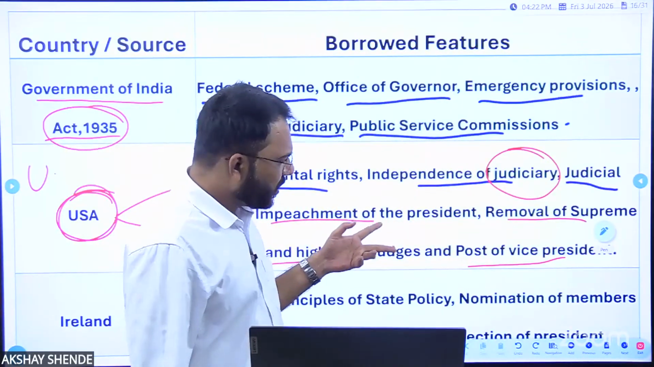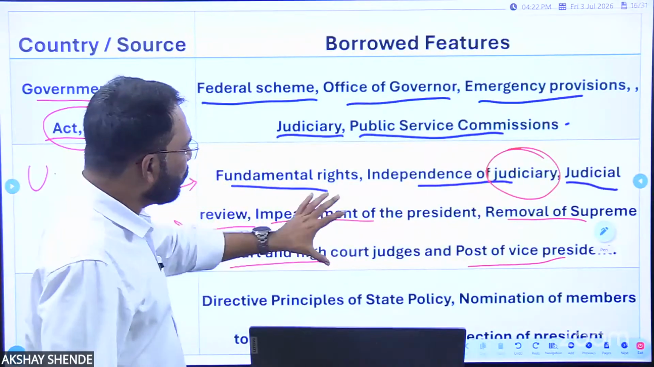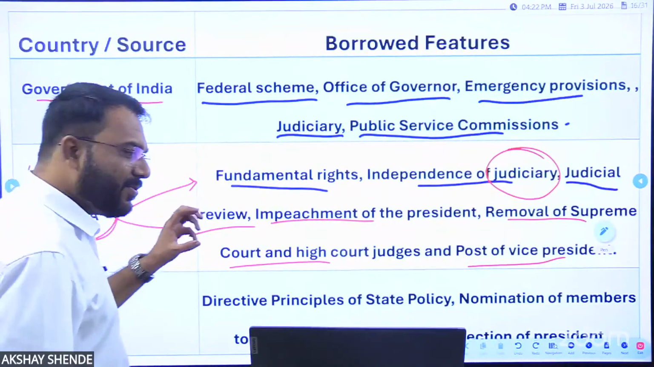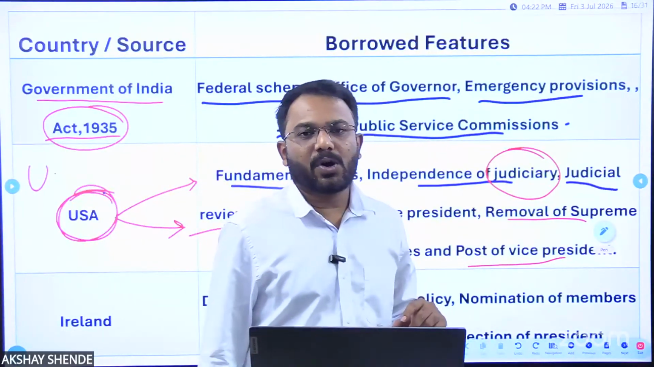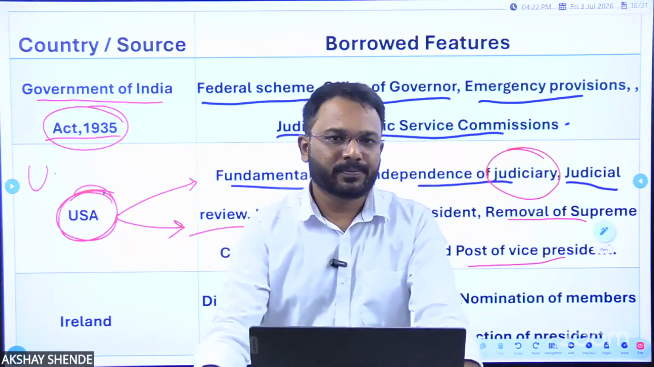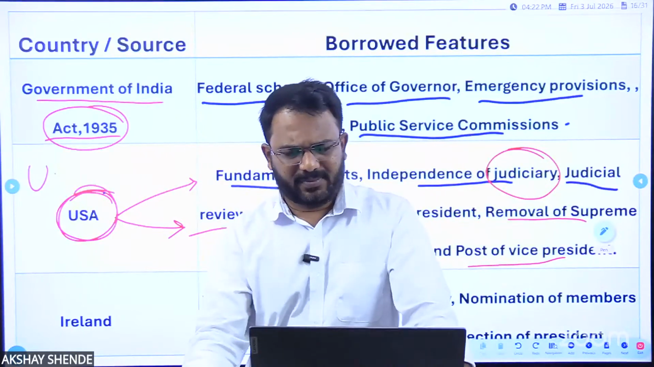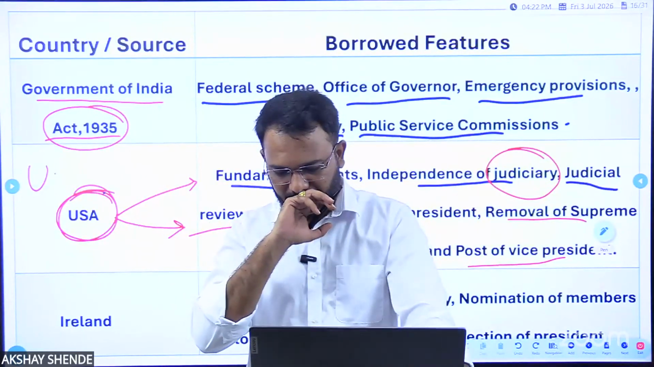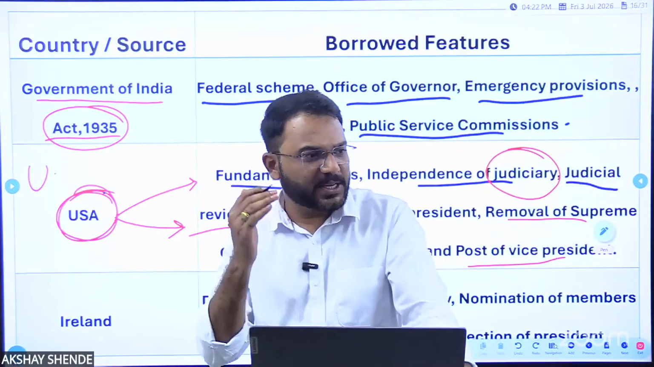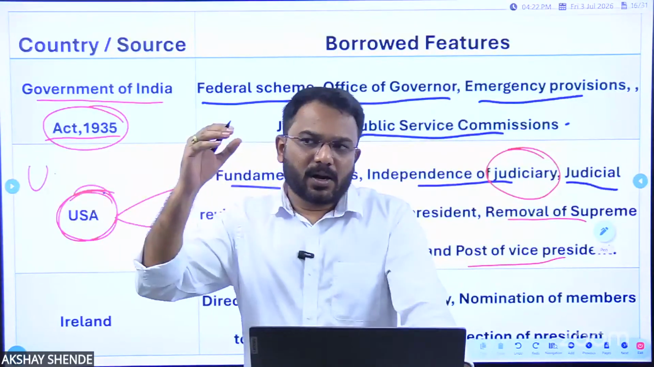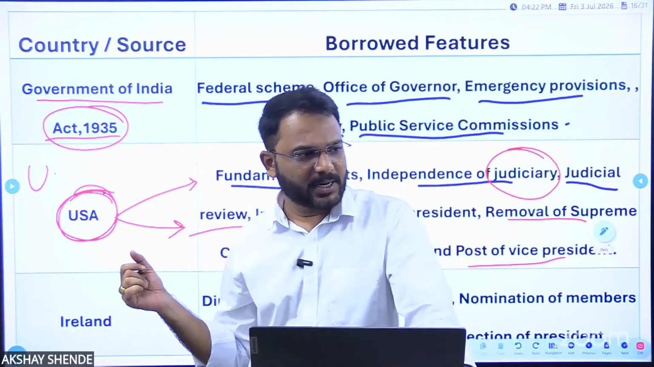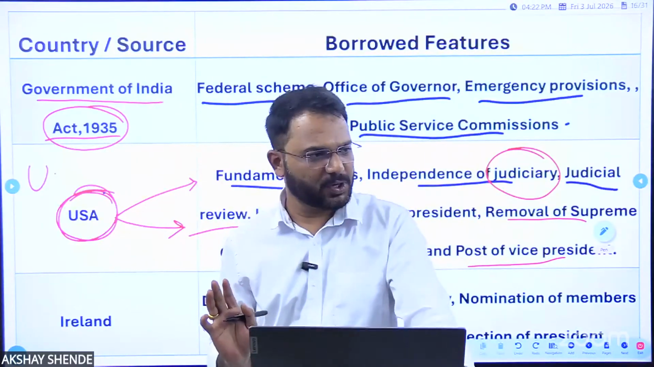If in case you are getting confused, always remember most of the judicial part we have taken from USA. Now why have we taken it from USA? Because the USA judiciary is the most powerful in the world. In each and every country there is a judiciary, but judiciary have various powers. The most powerful judiciary in a country is of USA. That's why we have taken most of the features from USA for judiciary.